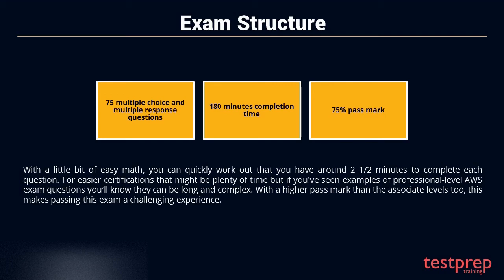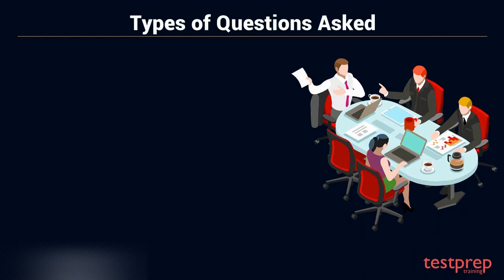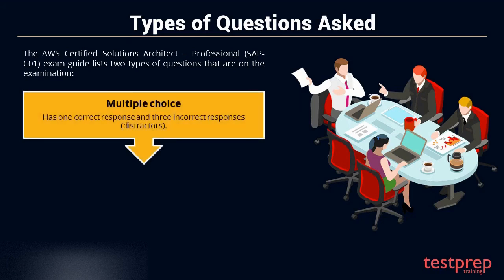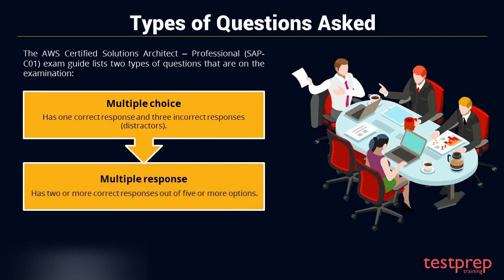For easier certifications that might be plenty of time, but if you've seen examples of professional level AWS exam questions, you'll know they can be long and complex. With a higher pass mark than the associate levels too, this makes passing this exam a challenging experience. Types of questions asked? The exam guide lists 2 types of questions that are on the examination. 1. Multiple choice. Has 1 correct response and 3 incorrect responses. 2. Multiple response. Has 2 or more correct responses out of 5 or more options.